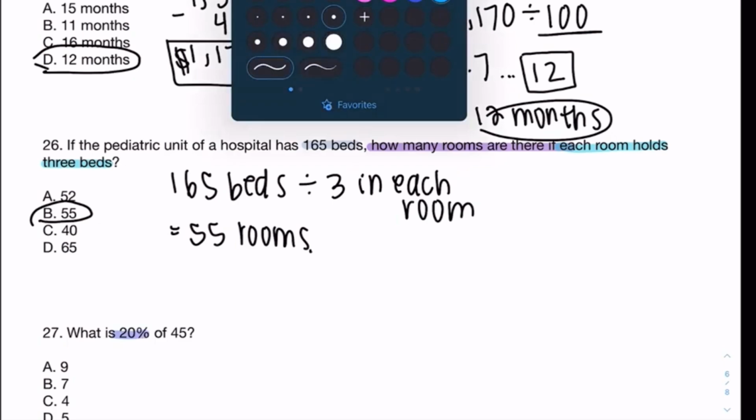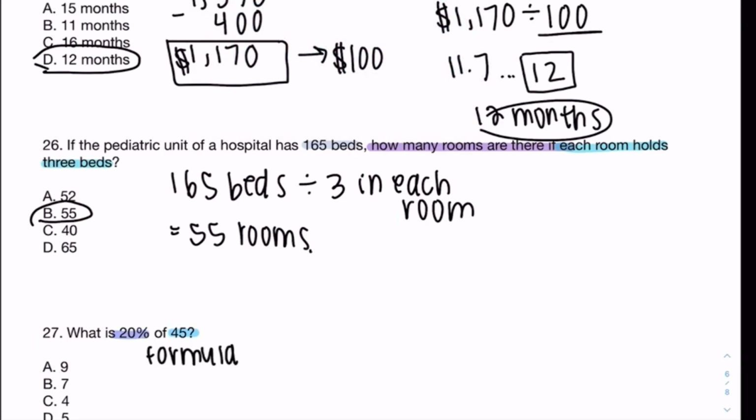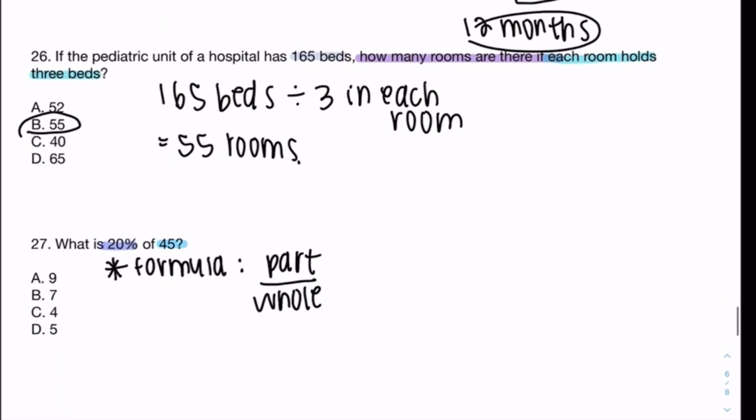Okay, so this question is asking, what is 20% of 45? This formula is very, very important to know because you'll probably see it a lot on the test. At least I did. It's a very important formula to know: part over whole and percent over 100. Now, 100 is always going to be there. These other numbers are the ones that could change, obviously, because we don't know what's in that question.